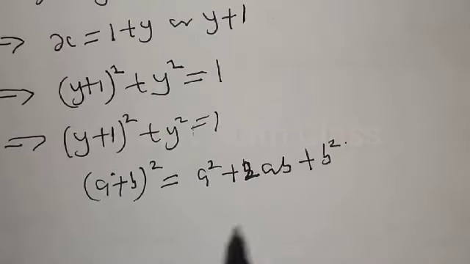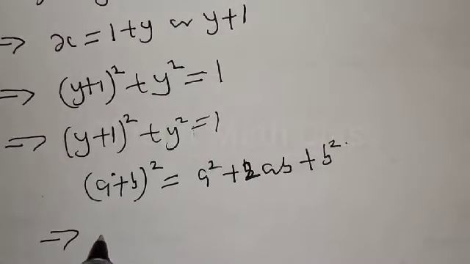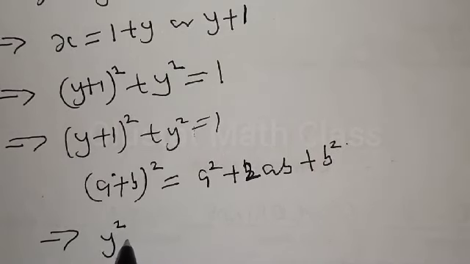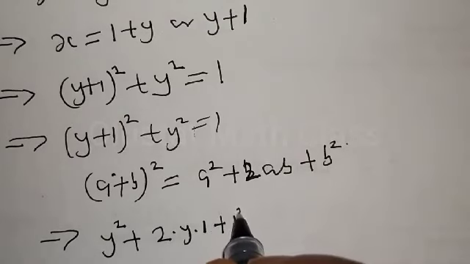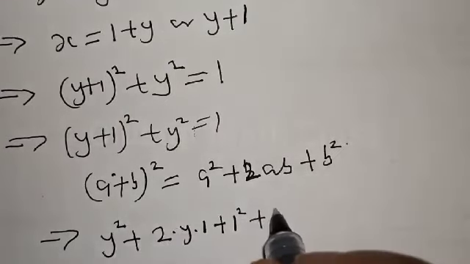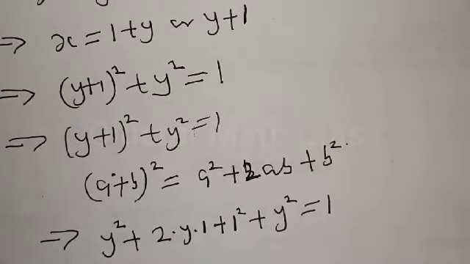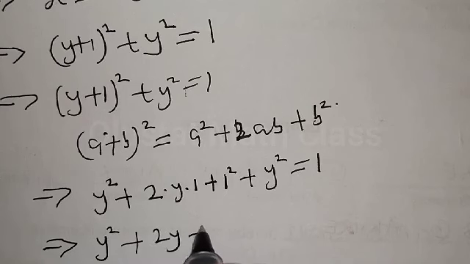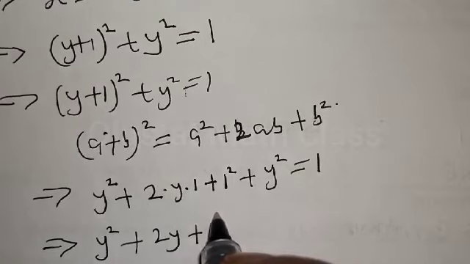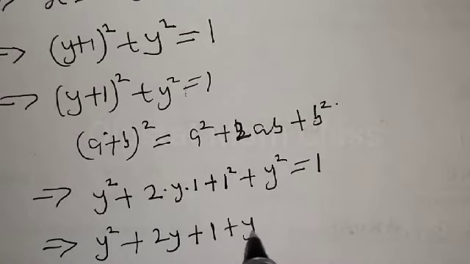Then this implies that we have y squared plus 2 multiplied by y multiplied by 1 plus 1 squared plus this y squared equal to 1. Then this implies that we have y squared plus 2y plus 1 plus y squared equal to 1.